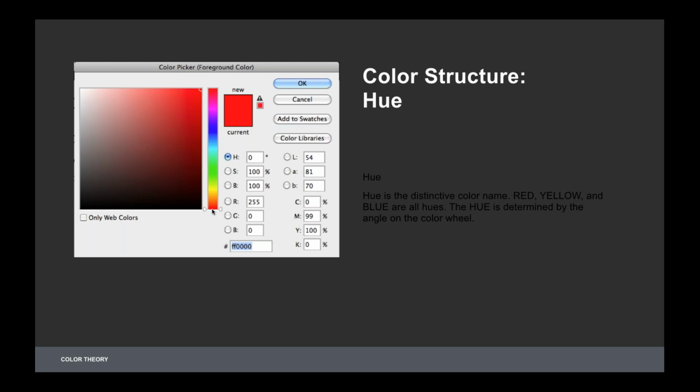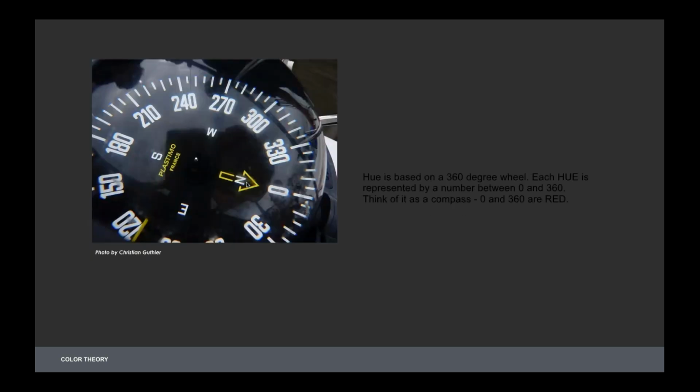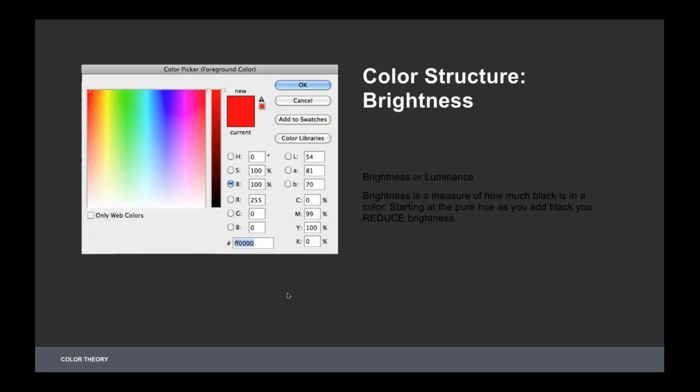In fact, if you look at the strip down here, it's red. Up at the top, it's red. If you bent this around into a circle, the reds would meet. 360 and 0 are virtually the same in terms of the circle. So think of it like that, like a compass. Due north is red.